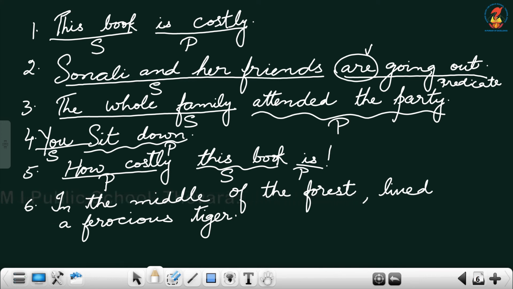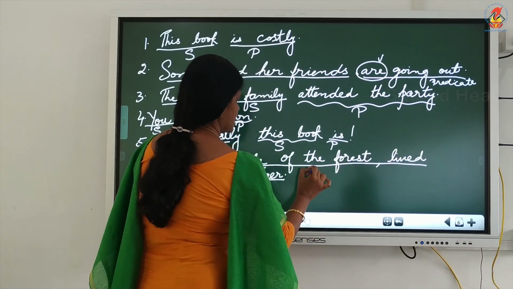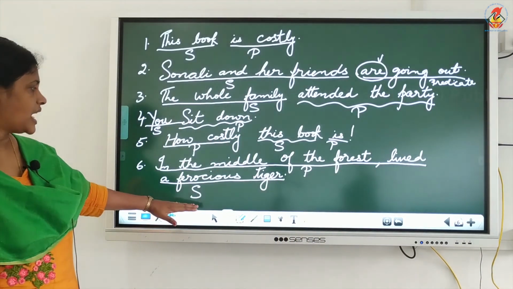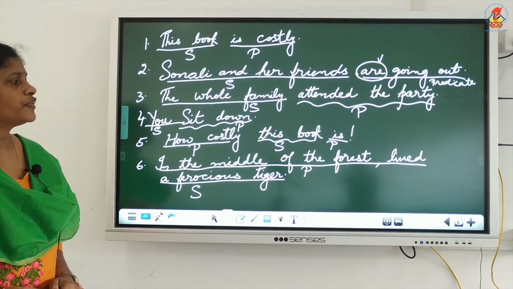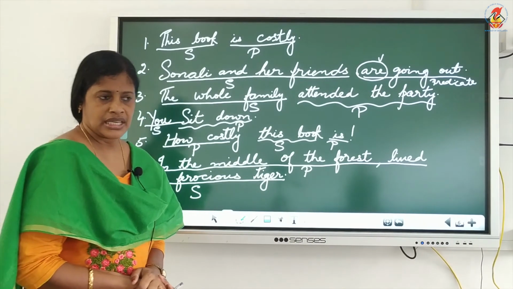In the middle of the forest lived a ferocious tiger. About whom are we talking here? We are talking about a ferocious tiger, isn't it? So this is the subject. And where did the tiger live? Lived is the verb. So from here, in the middle of the forest till the word lived is the predicate. So in this sentence, subject comes last, and in the middle of the forest lived till there the predicate comes in the beginning. Is it clear children?